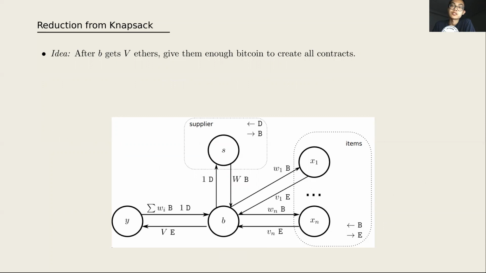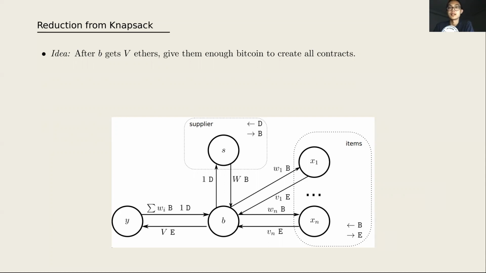And by introducing this node Y, such that when Y receives V ethers, which V again is the value that we want to reach in the knapsack instance, let's give the broker the sum of weights in Bitcoin, the sum of weights of all items. Then clearly that's sufficient to create all of the contracts and sufficient to create any remaining contracts.